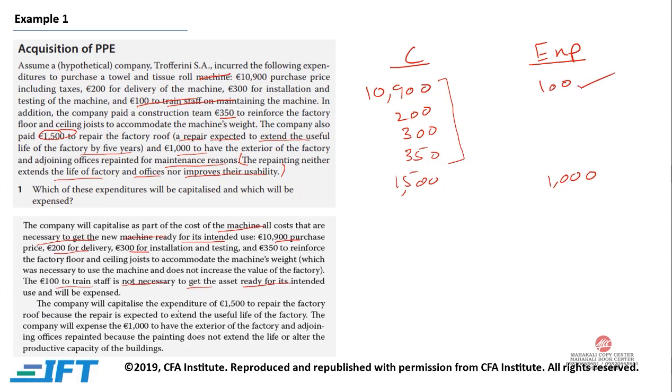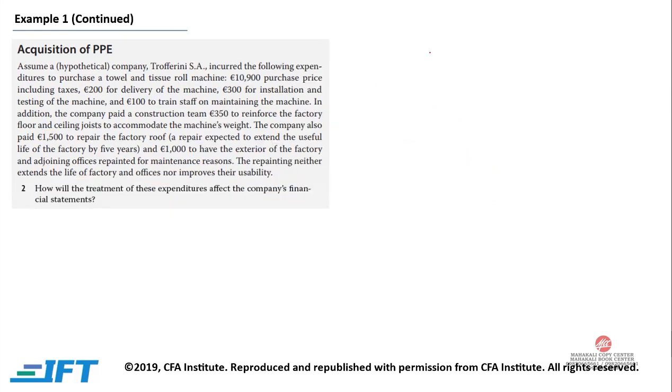The company will capitalize the expenditure of 1,500 to repair the factory roof. Now this is your factory roof, so this again would be capitalized. And the $1,000 to have the exterior of the factory and adjoining offices repainted would be expensed because it doesn't have any impact on the life of the factory. So again, if we come up with the capitalized and expensed, 10,900, 200, 300, 350 and 1,500 would be capitalized, and expensed over here it was 100 and 1,000.